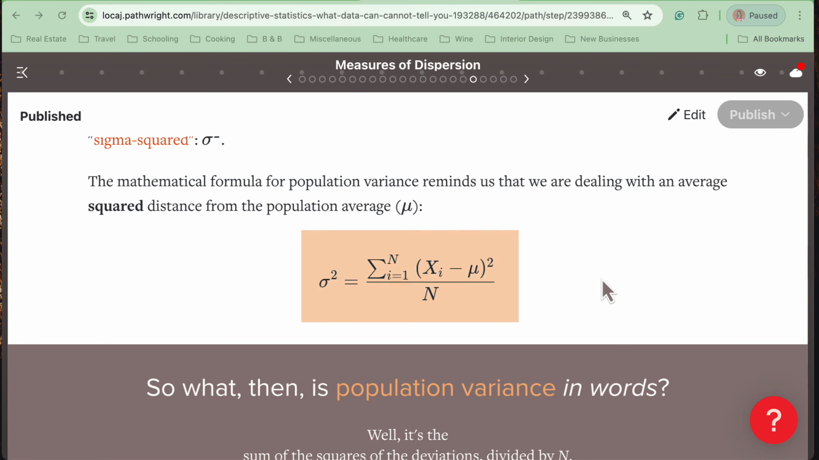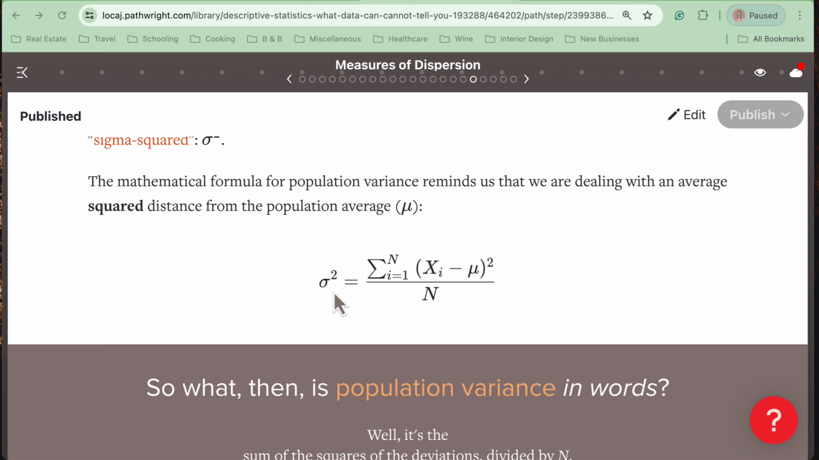Here we have the beautiful formula for population variance. We are taking the individual deviations, and we'll look at an example of this in just a moment. We're squaring those individual deviations. We're adding up all the squares, and we're taking an average, right? We just add a bunch of stuff up and divide by the number of data points. The average squared deviation from the population mean, that is the population variance.